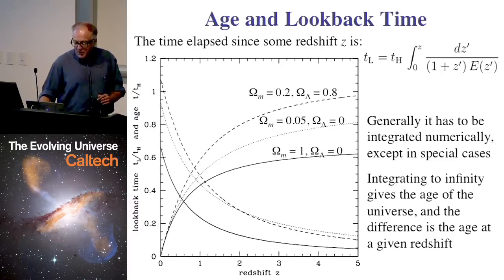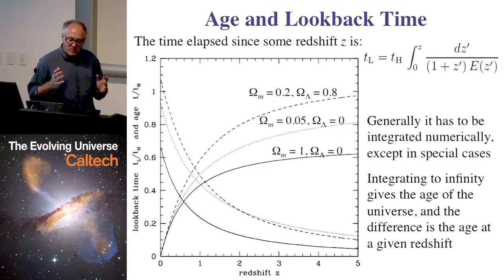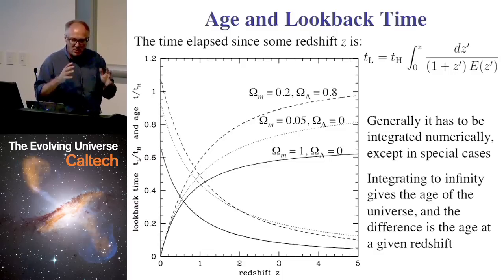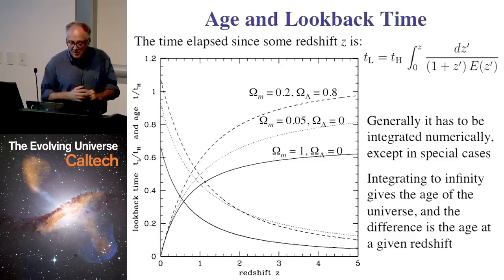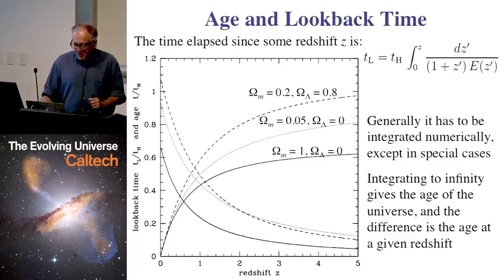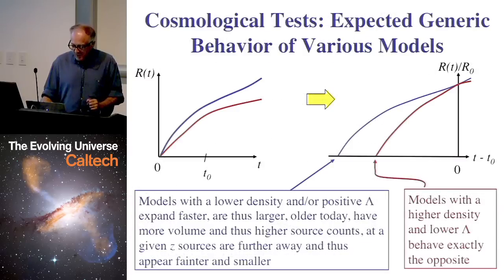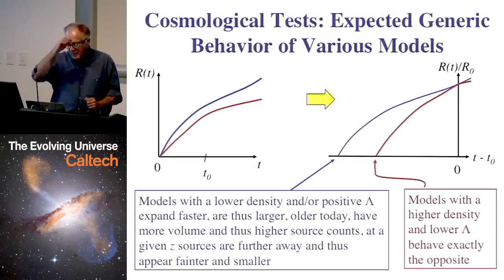You can also compute how the volume changes. So if you are looking at some population, say galaxies in co-moving space, you can work out how many there are per unit volume and then look at that as well. So that's what forms the basis for cosmological tests, to which we'll come back later.